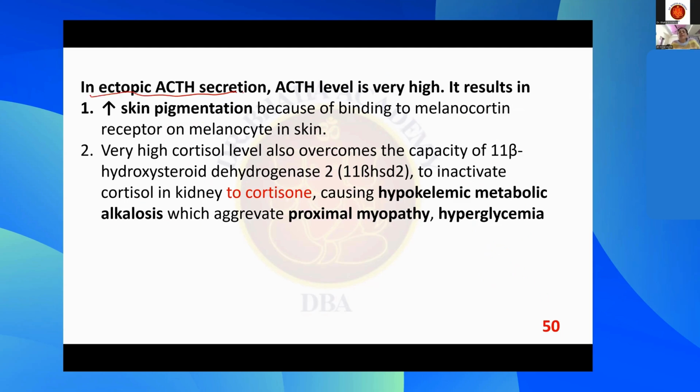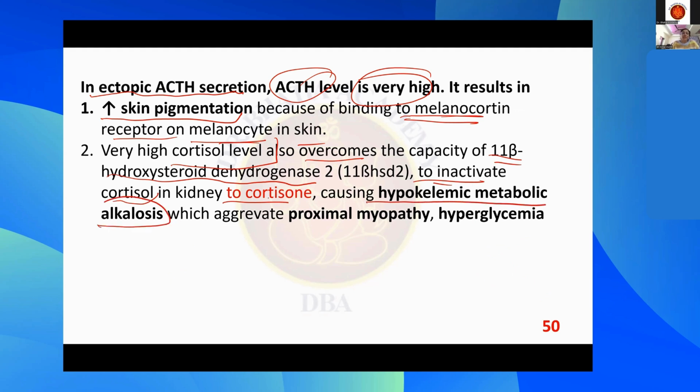In case of ectopic ACTH secretion, the ACTH level is very, very high. And because of this, there is increased skin pigmentation. It will go and bind to the melanocortin receptors on the melanocytes in the skin. Very high cortisol levels will also overcome the capacity of 11 beta hydroxysteroid dehydrogenase to inactivate cortisol in the kidney to cortisone, causing hypokalemic metabolic alkalosis. This is a very important line. You have to understand that the typical picture of hypokalemic metabolic alkalosis is a feature of ectopic ACTH production. There is also aggravated proximal myopathy and hyperglycemia.